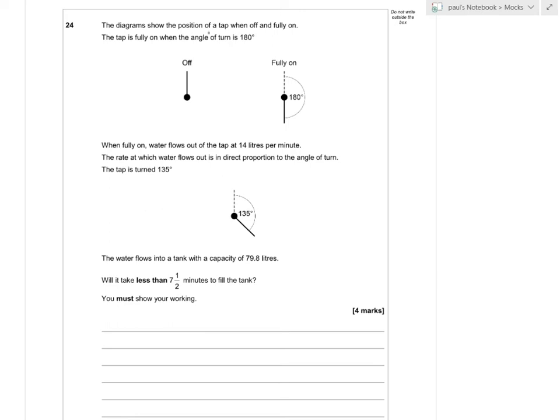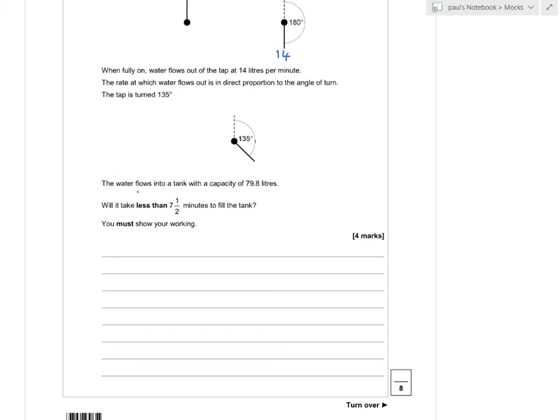The diagrams show the positions of a tap when off and fully on. When the water's fully on, the water flows out of the tap at 14 litres per minute. The rate at which it flows is in direct proportion to the angle of the turn. The tap is turned 135 degrees. So it's 135 out of 180 times 14 that will show us what the rate is. So 135 divided by 180 times 14 is 10.5. 10.5 litres per minute.